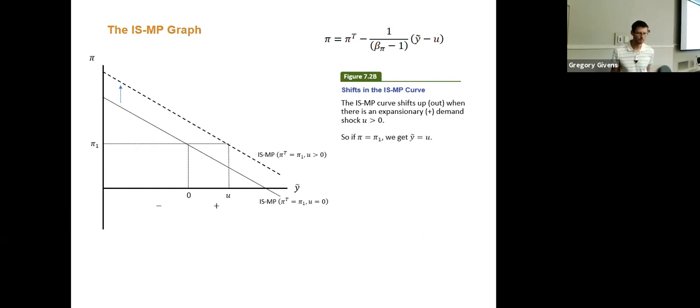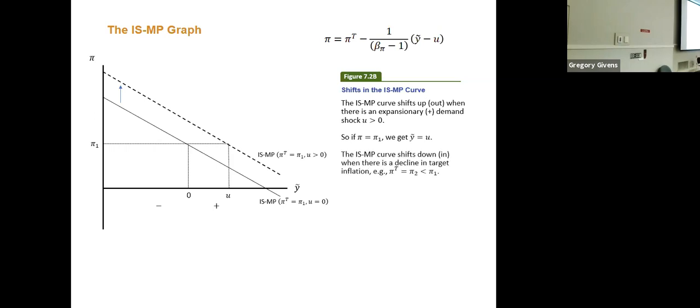What about, let's say, there's a decrease in the inflation target? What if the Fed announces a reduction in its target rate of inflation from, let's say, pi 1 to pi 2? 2% to, let's say, 1.5%. What happens to the position of the IS-MP schedule in that case?